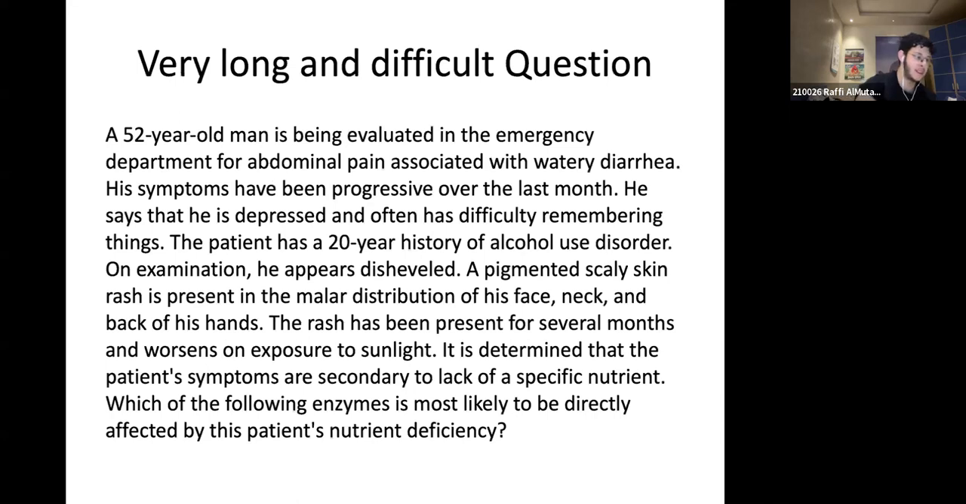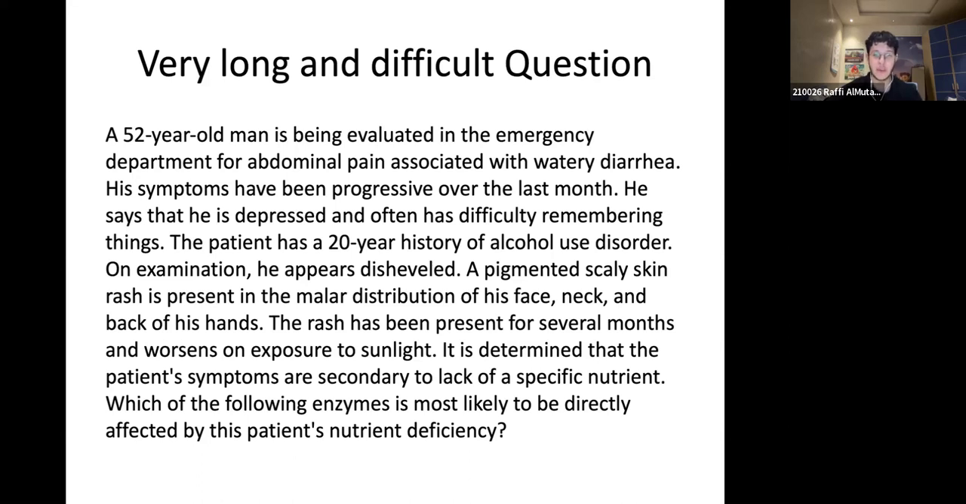Last question. And this is a very long and difficult question. I will read it to you guys. A 52-year-old man is being evaluated in the emergency department for abdominal pain associated with watery diarrhea. His symptoms have been progressive over the last month. He says he is depressed and has difficulty remembering things. The patient has a 20-year history of alcohol use disorder.